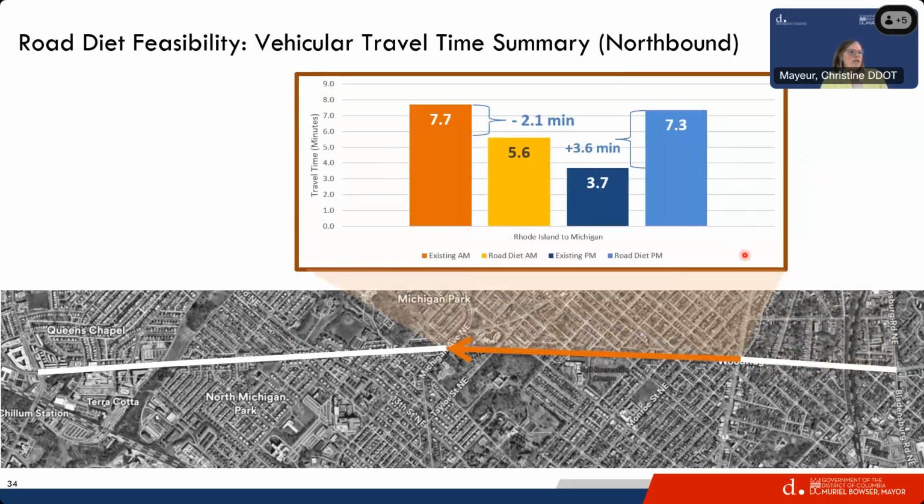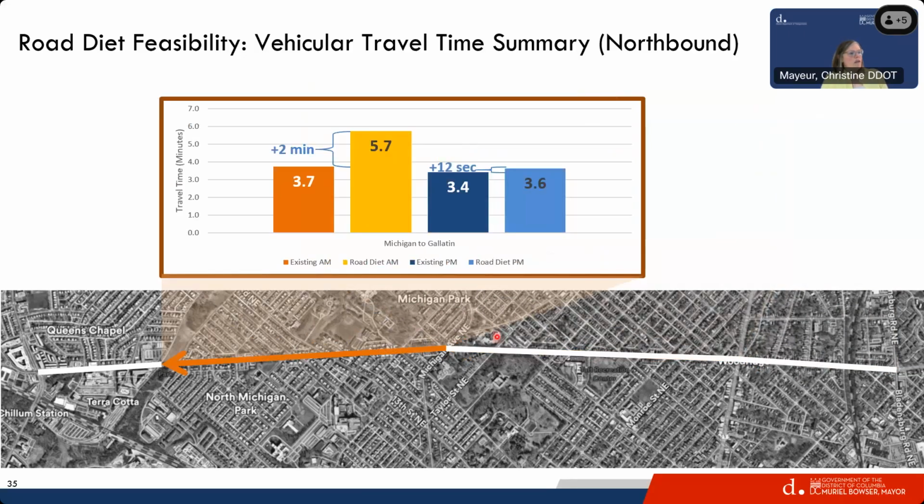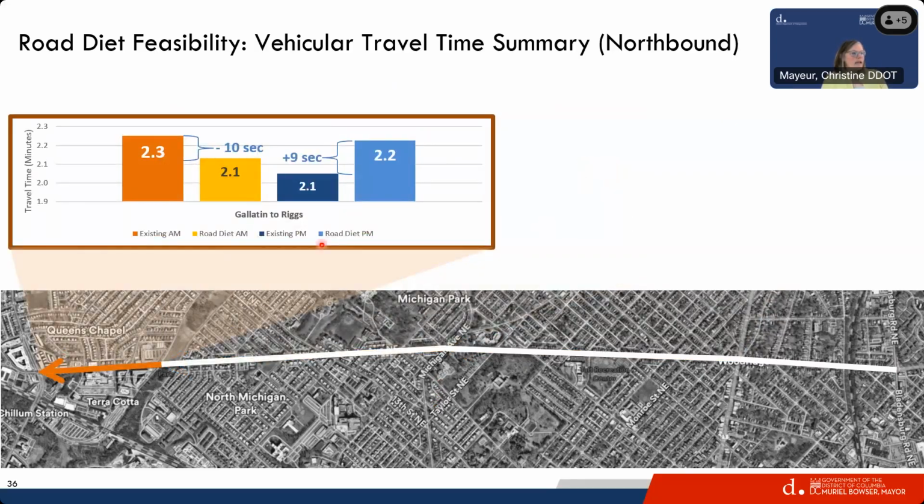From Rhode Island up to Michigan, in the morning, if you're heading northbound, about a 2.1 minute savings. And then in the evening, heading northbound, about a 3.6 minute increase. From Michigan up to Gallatin, in the morning, we see about an additional 2 minutes to head northbound. And then in the evening, about a 12-second difference there. And then from Gallatin to Riggs in the morning, about a 10-second savings. And then in the evening, about a 9-second increase.